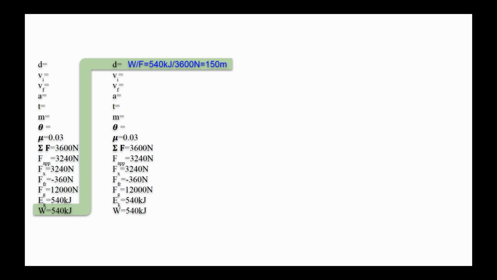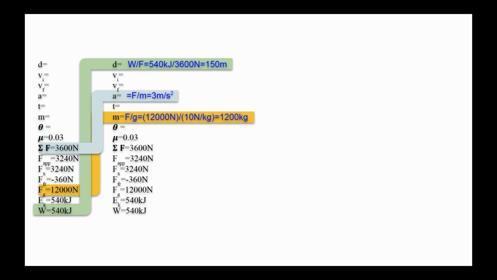Given that we have the work in kinetic energy, we can work backwards. If work is force times distance, then distance is work over force. So this thing is going to travel 150 meters. Given the net force, we already know that's m times a, so acceleration is F over m equals 3 meters per second squared. So it is working backwards. We're getting the values from the last slide. And given the force of gravity of 12,000 newtons, we work backwards and we get our 1,200 kilograms. And we can keep going like that, finding out the values that we originally started with.